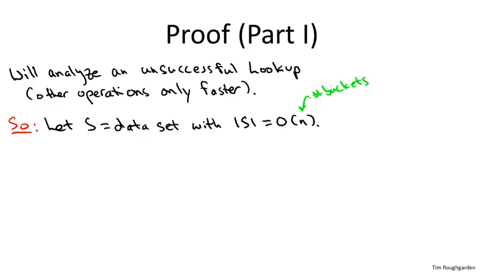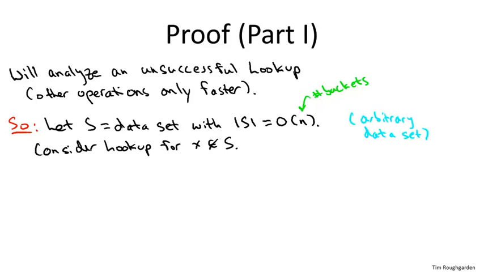And let's suppose we're searching for some other object, which is not in S, call it x. And again, I want to emphasize we're making no assumptions about what this data set S is, other than that its size is comparable to the number of buckets. So conceptually, doing a lookup in a hash table with chaining is a very simple thing. You just hash to the appropriate bucket, and then you scan through the linked list in that bucket. So conceptually, it's very easy to write down what the running time of this unsuccessful lookup is.